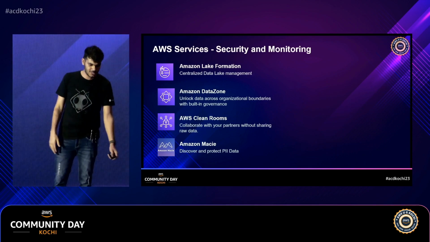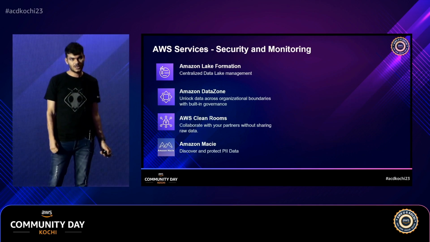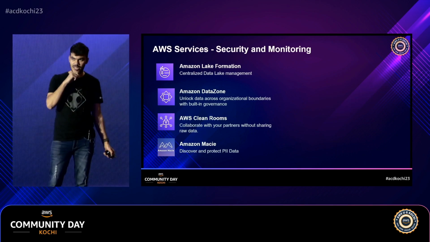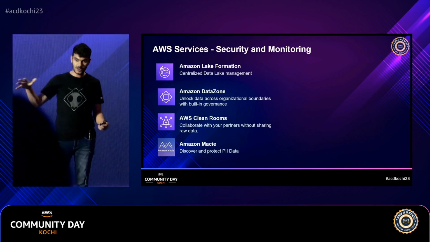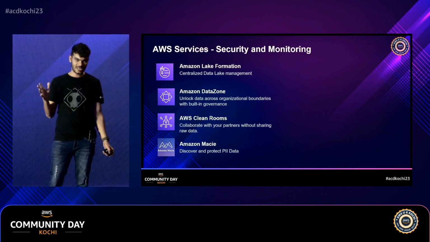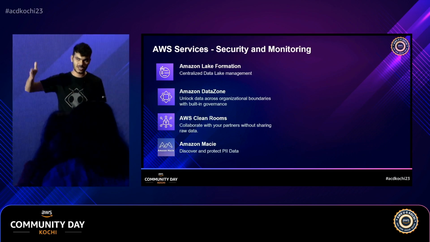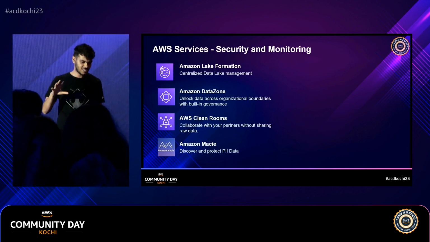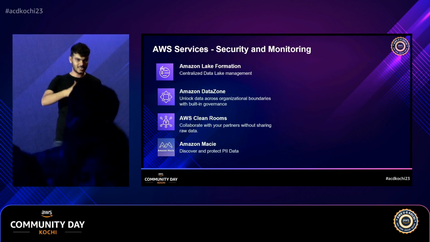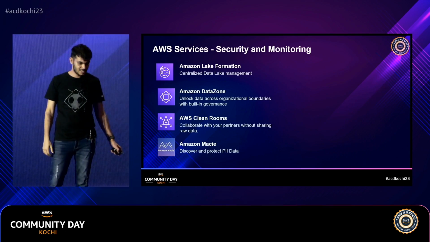Then you have Amazon DataZone. If you have multiple departments and multiple organizations, you can use DataZone to give the correct permissions, so each department or each part of the organization has only the specific accesses. Like the marketing team will have access to marketing data, and the finance team will have access to finance data.